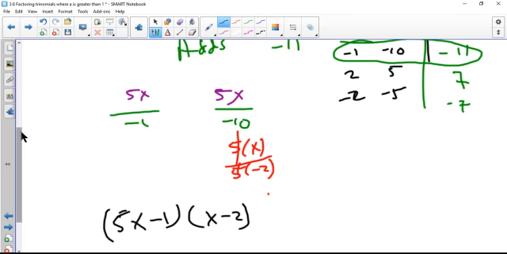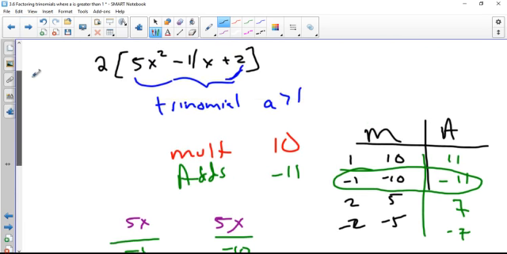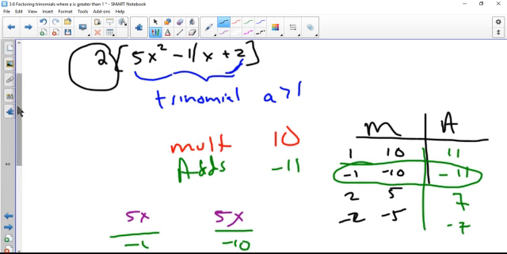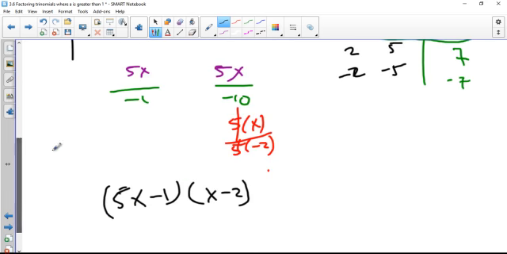So this isn't quite our final answer, because we still have that 2 that we have to consider. So that 2 just goes down in front. So that will be our final solution.